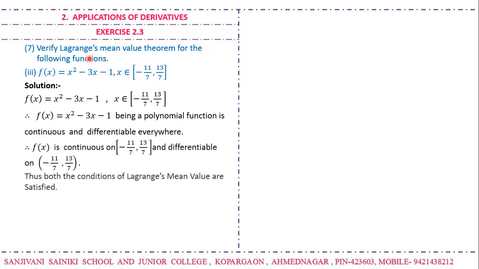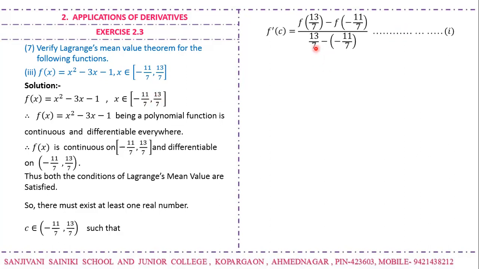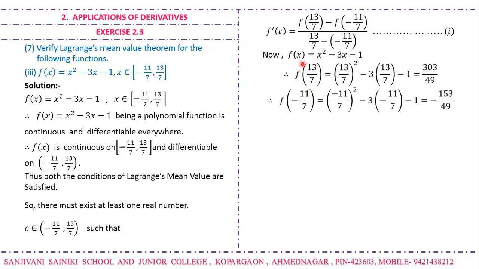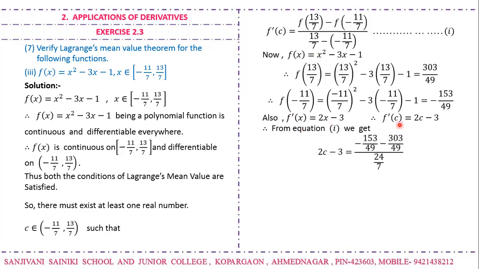So there must exist c in the open interval minus 11 by 7 to 13 by 7, so that f dash at c is equal to f of 13 by 7 minus f of minus 11 by 7 upon 13 by 7 minus of minus 11 by 7. What is the formula? f dash at c is equal to f of b minus f of a upon b minus a. Now take the function, take its derivative, and take the values of this function at the endpoints, that is at 13 by 7 and minus 11 by 7.